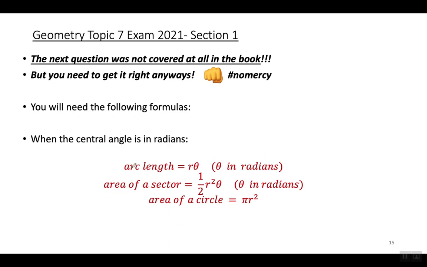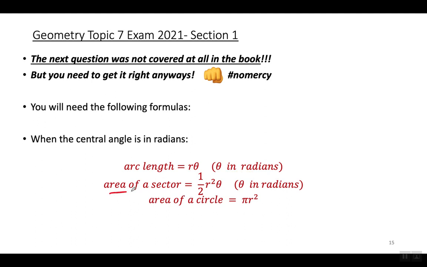So first of all, the formula for arc length, all you got to do is this. You just multiply the radius times the measure of the central angle, whatever it is. That symbol for theta is the measure of the central angle when it's in radians. So again, all I'm going to do is multiply whatever the radius is times the measure of the central angle, which is in radians. And I'm using this formula for arc length.